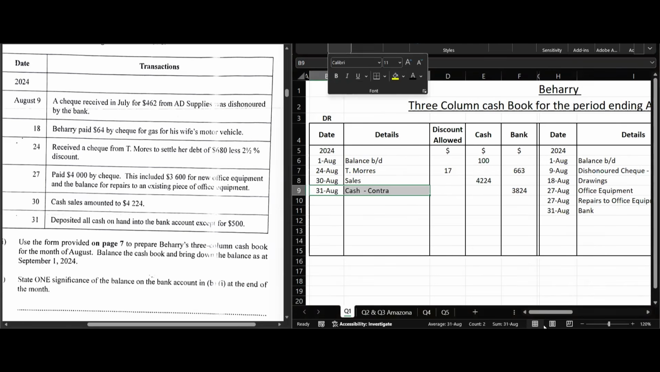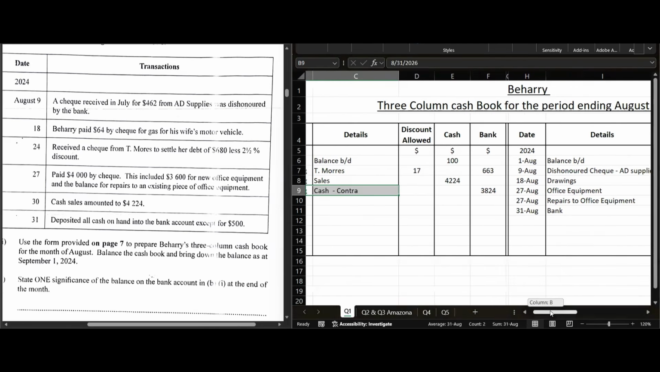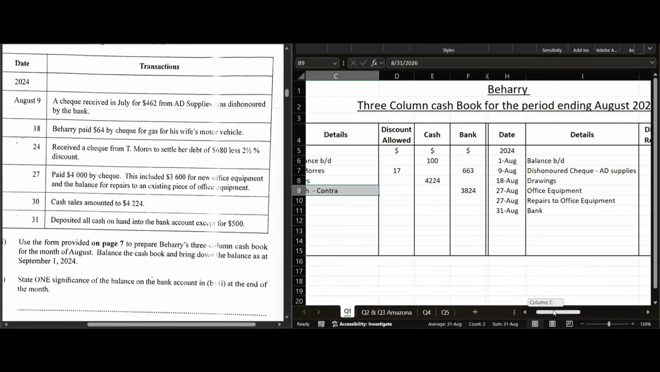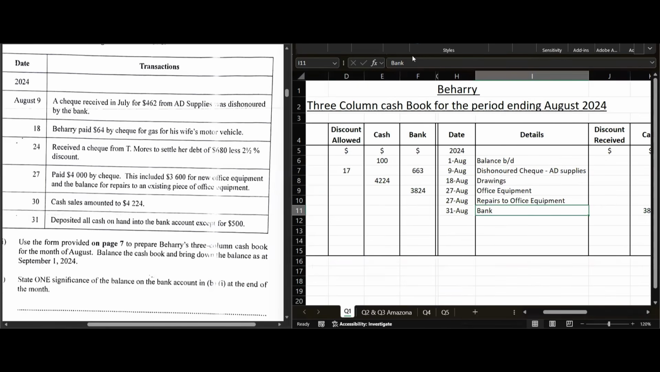There we go. Right, and as you guys know, when you have an entry such as this one, it is referred to as a contra entry. Great job. Now, sometimes you just put the letter C next to the description, or you can simply write the word contra. Great. Alright guys, so that is what our cash book looks like so far from August 9th to the 31st. Next up for us now is to balance and close it off. So let's do that.